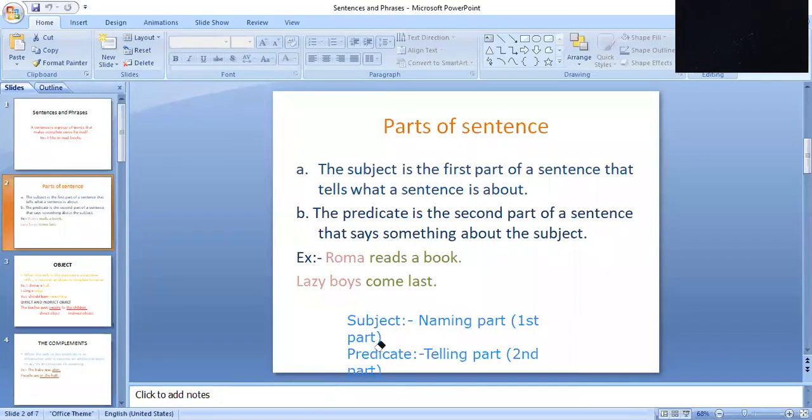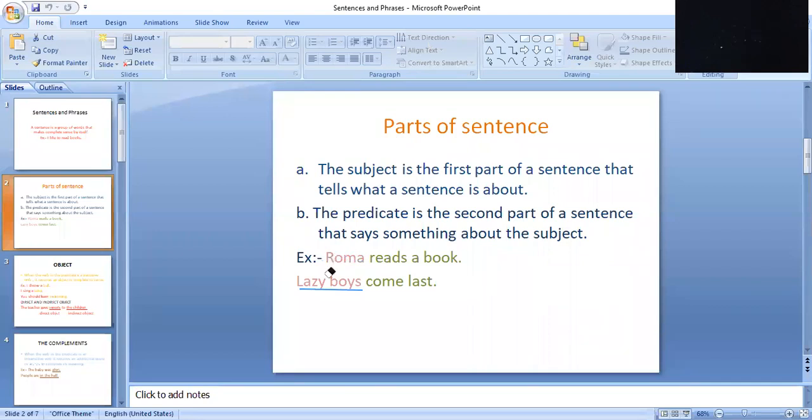Then we have taken some examples. Roma reads a book. Which is the naming part of the sentence? Roma. Roma is the naming part of the sentence. Then in the second sentence, which is the naming part? Lazy boys come last. Lazy boys. This is the naming part of the sentence.